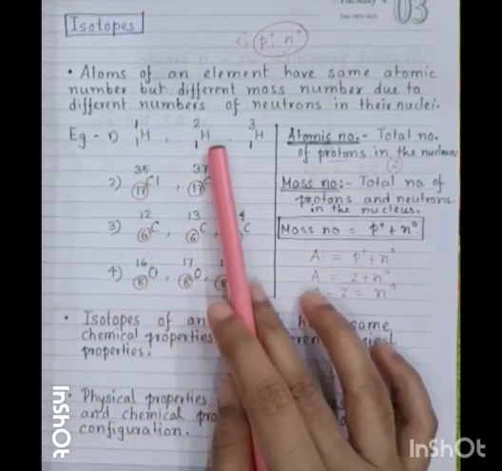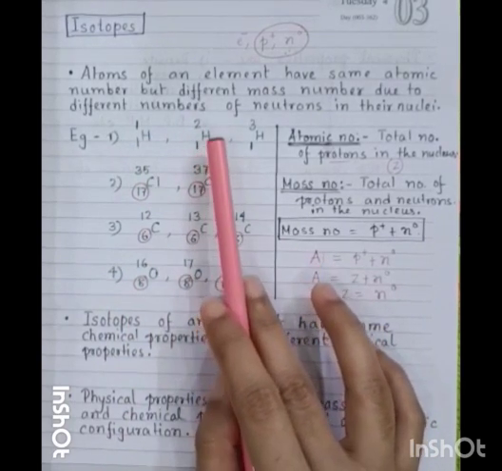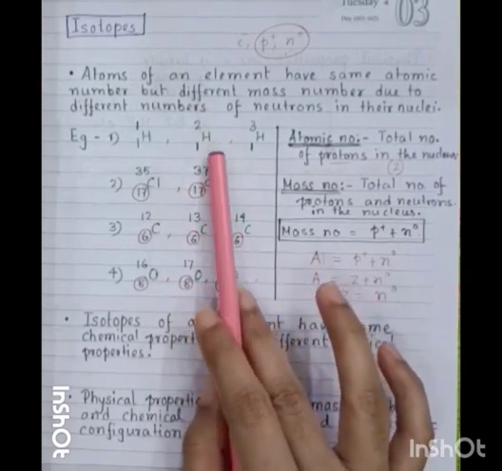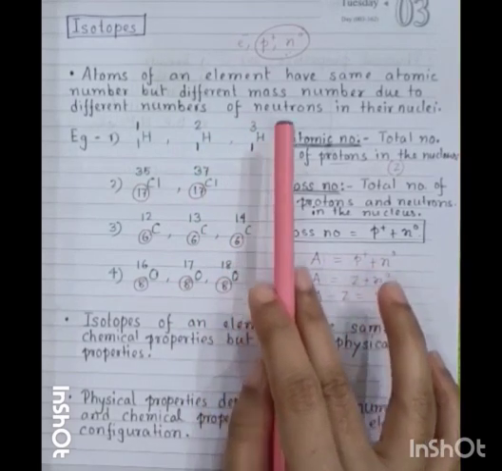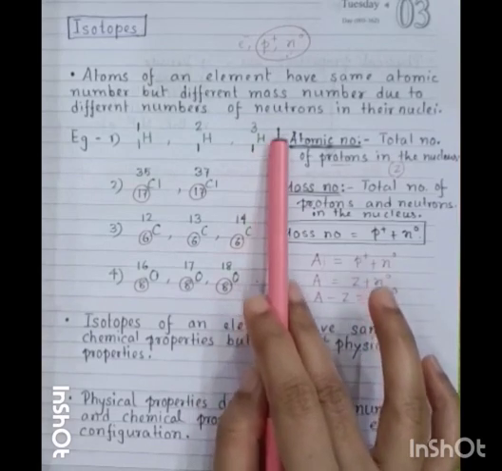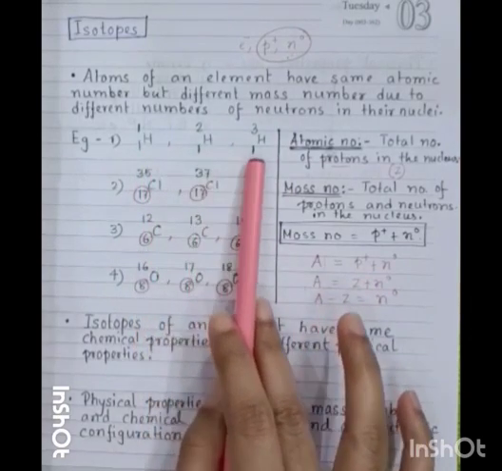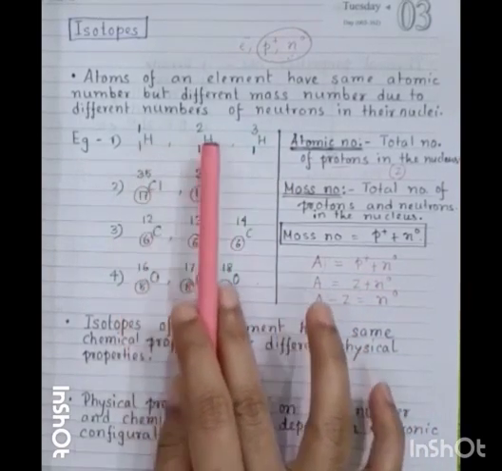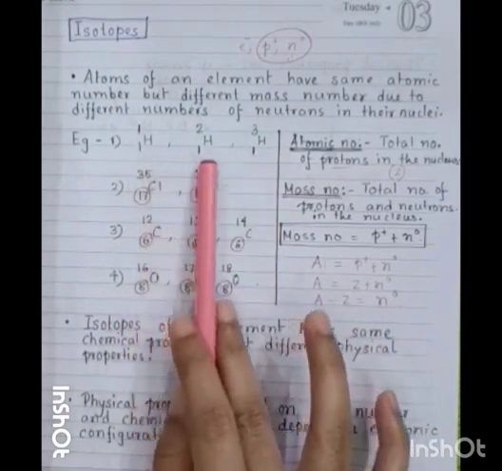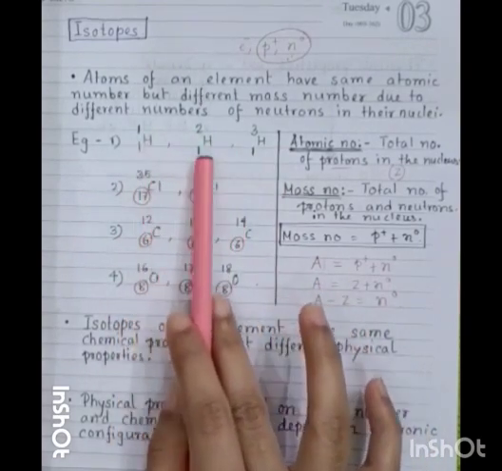Whereas the second hydrogen atom, mass number 2, atomic number 1. So 2 minus 1 is equal to 1. So the second hydrogen atom has only 1 neutron in it. The third hydrogen atom, mass number 3, atomic number 1. So 3 minus 1 is equal to 2. That is, the number of neutrons is 2. So you can see the difference in the number of neutrons, which is 0, 1 and 2, but the number of protons is the same in all the cases, which is 1, 1, 1, and the number of electrons is also 1, 1, 1.